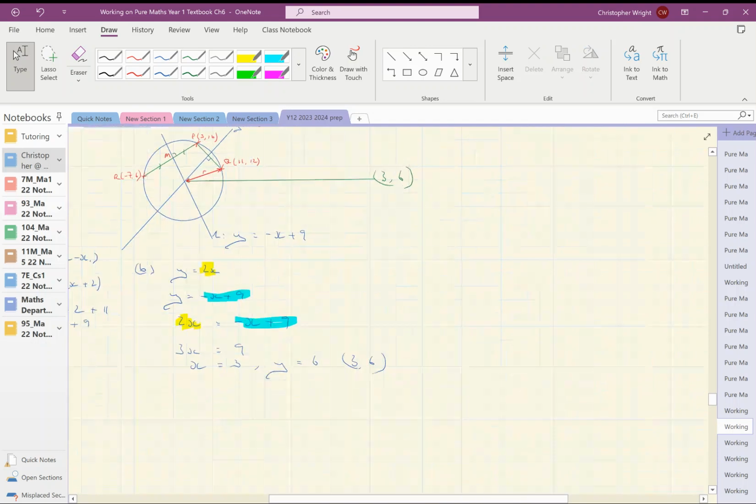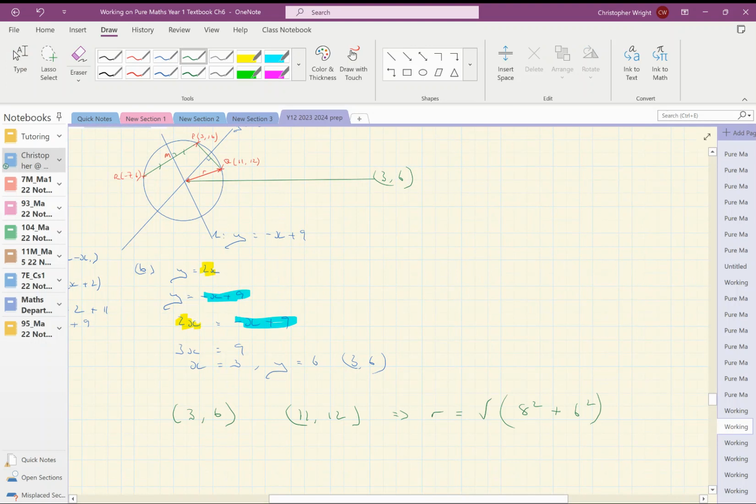Q's got coordinates 11, 12, and the centre has coordinates 3, 6. So the radius is going to be the square root of the difference between the x coordinates, which is 8 squared, plus the difference between the y coordinates, 6 squared. Wait a minute, that's going to be a 3, 4, 5 triangle, isn't it? So the radius is going to be 10, square root of 100.